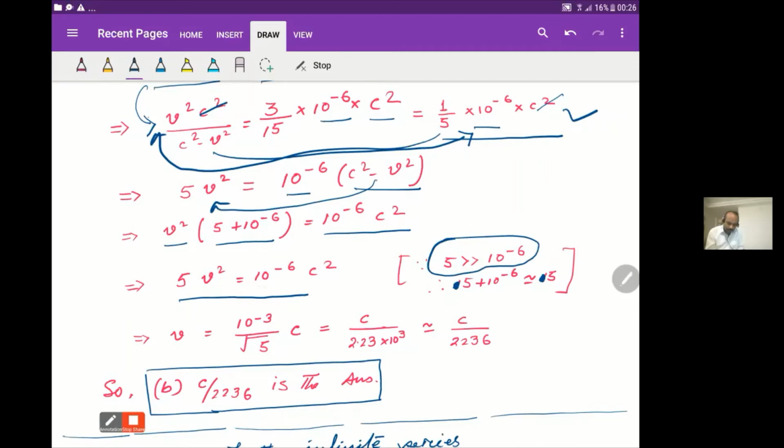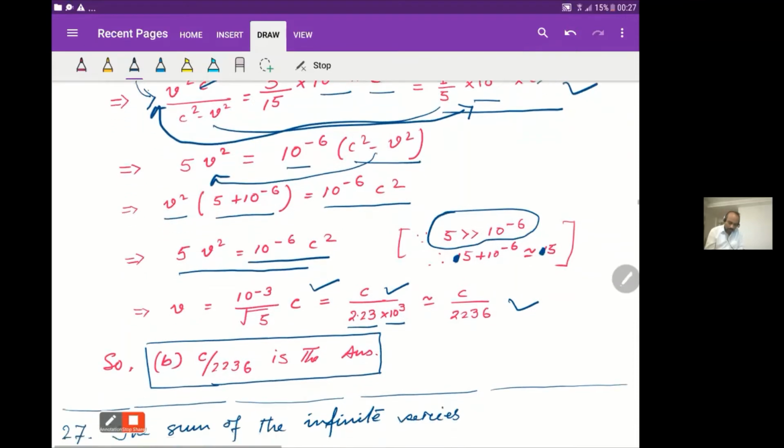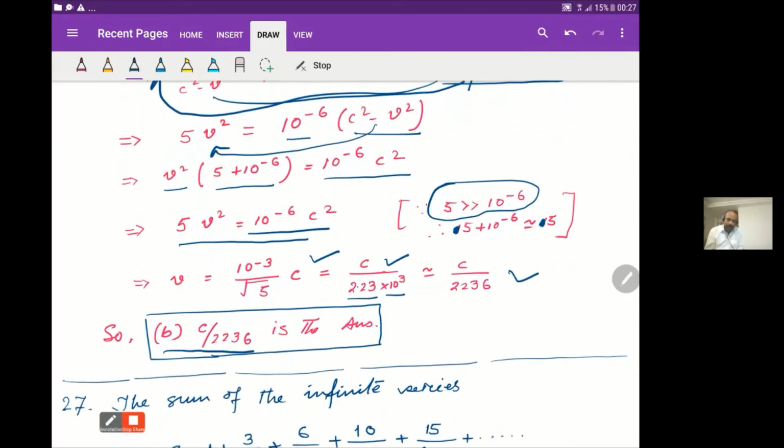So 5 v square is equal to 10 to the power minus 6 c square. Therefore, v is equal to 10 to the power minus 3 by square root 5 times c, that is equal to c by 5 under root 5 gives us 2.23 times 10 to the power 3, that is equal to c by 2236. So option B, c by 2236 is given. Therefore, B is the answer.